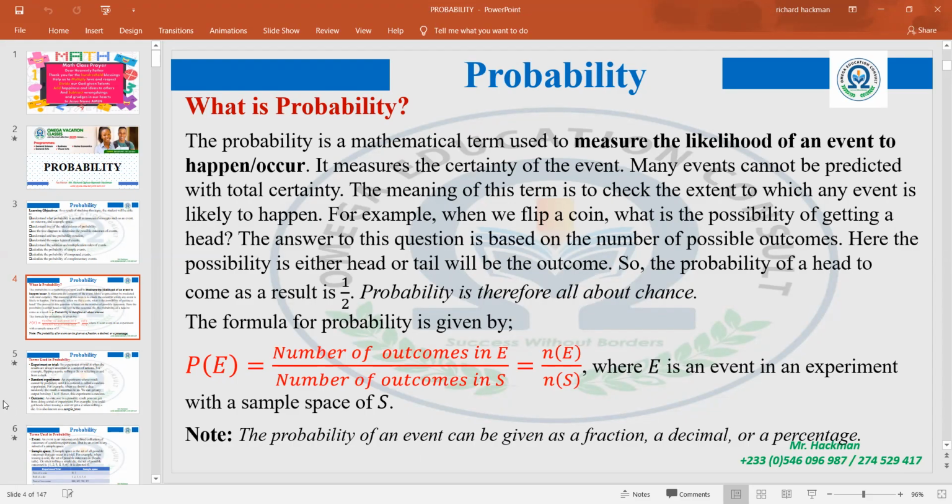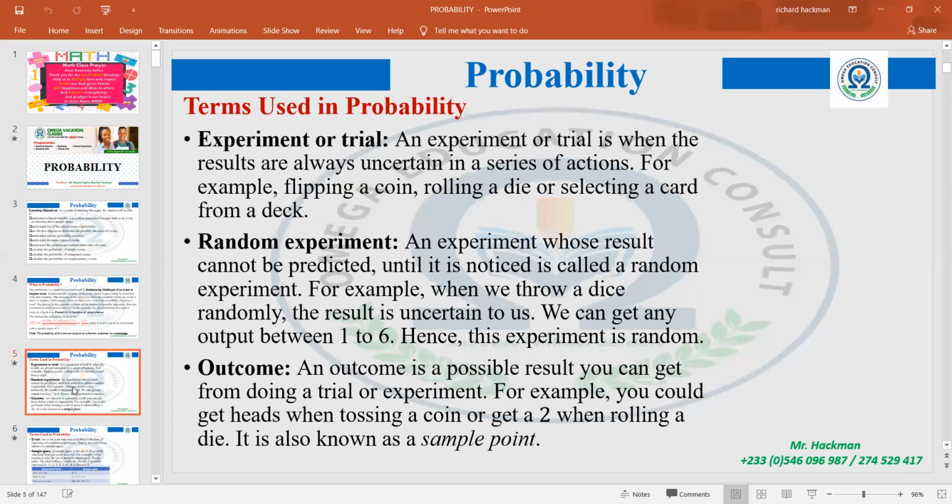Now, let's look at the various terminologies that I will be using often in probability, so that anytime I mention or use them, you appreciate where we are coming from. However, before we come to the terms, any questions?